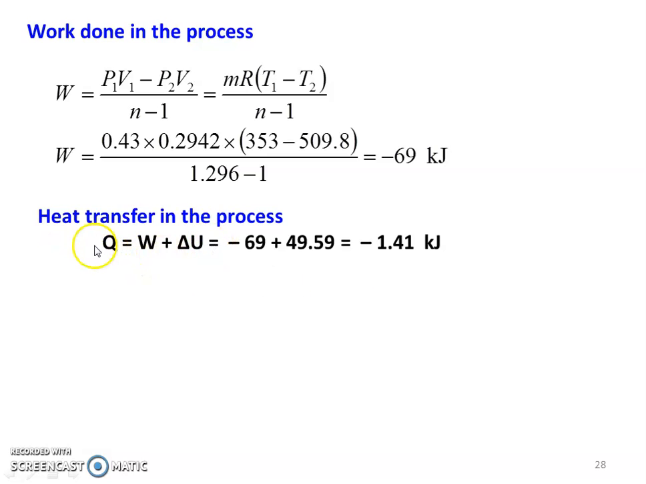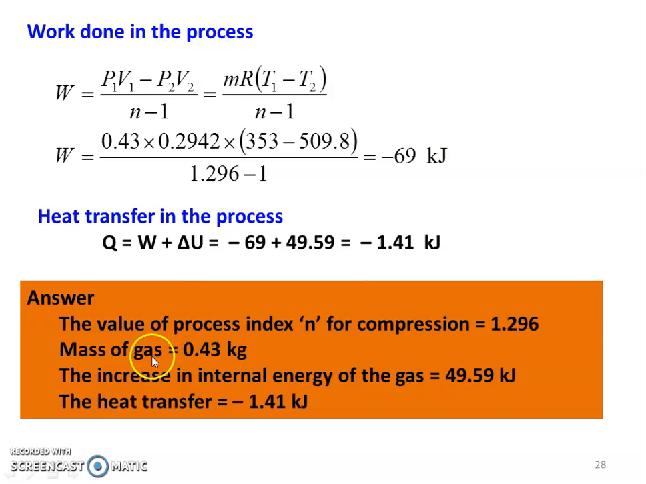Heat transfer for the process, Q equal to W plus delta U. W equal to minus 69, delta U equal to 49.59. So Q equal to minus 1.41 kilojoules. So the answer to the problem: the value of polytropic index 1.296, mass of the gas 0.43 kilogram, increase in internal energy of the gas 49.59, heat transfer minus 1.41 kilojoules.